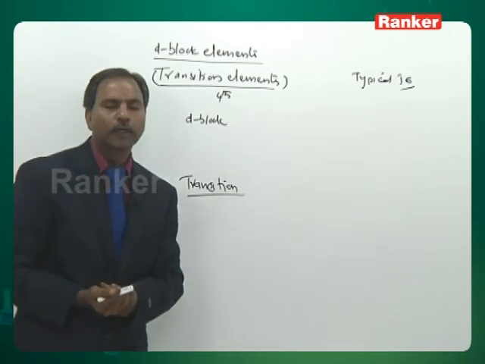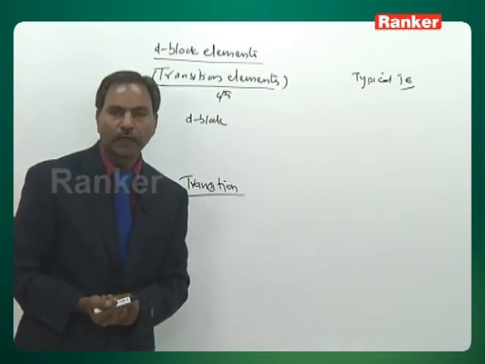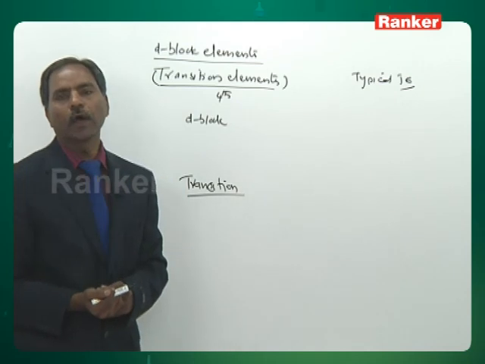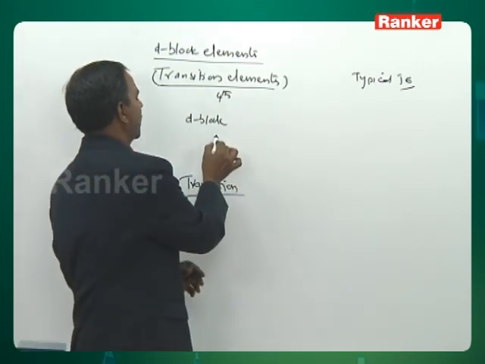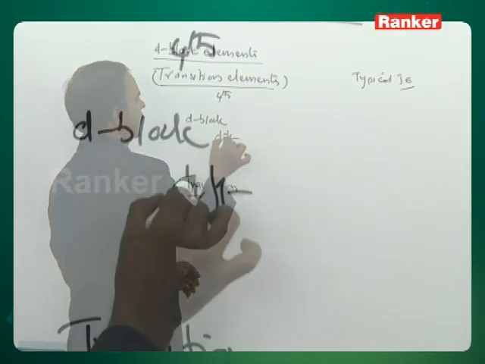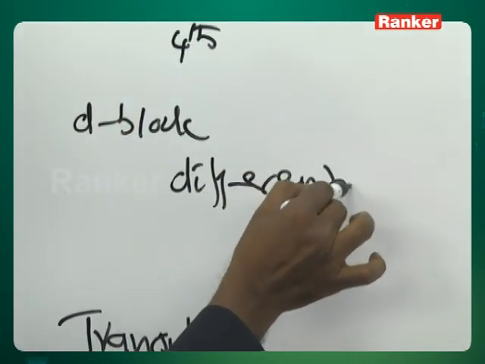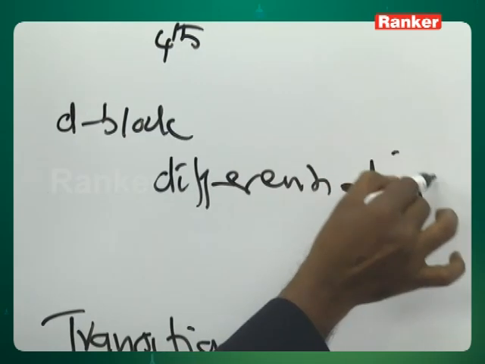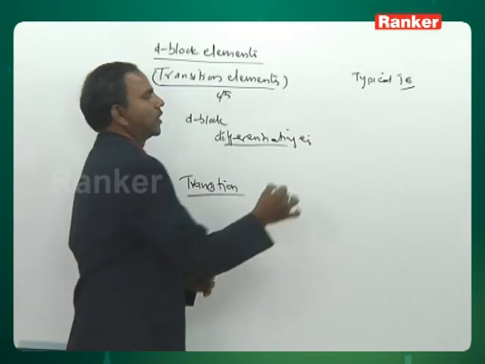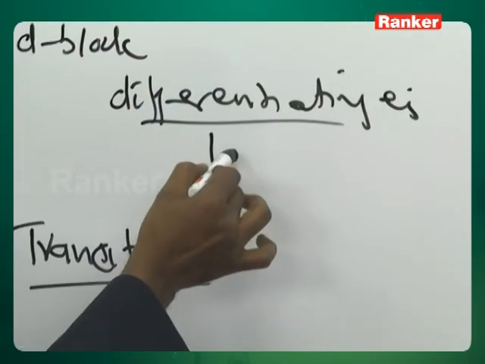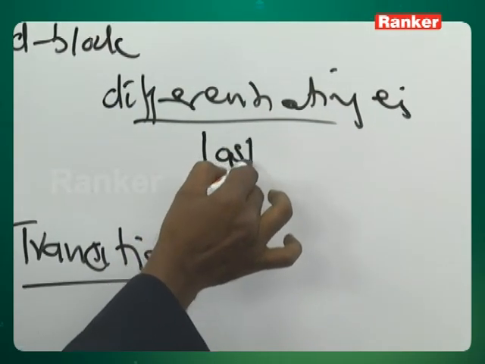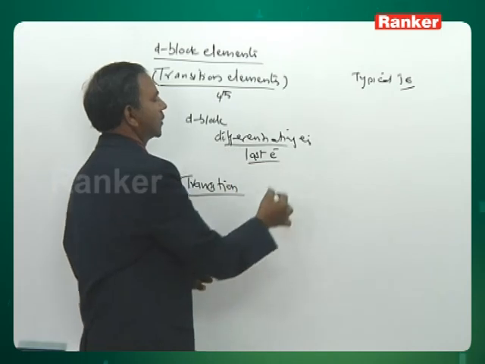In the modern periodic table, the elements are classified according to the entry of differentiating electrons. What is a differentiating electron? You can also consider it the last electron.